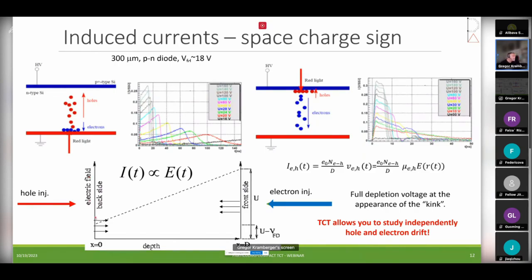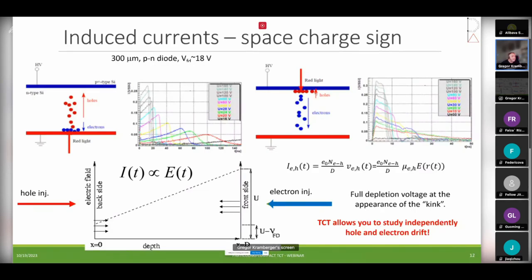If you inject holes here, you create these electron hole pairs here, and the electric field pulls holes to the other side. As they move into ever higher electric field, remember the electric field in a reversely biased silicon diode is, let's say, linear, and you can nicely see this linear behavior also in your signals. You can see also the diffusion, so the longer the drift lasts, the more the carriers diffuse apart and the longer the tail. And for the front injection, you see the opposite picture.